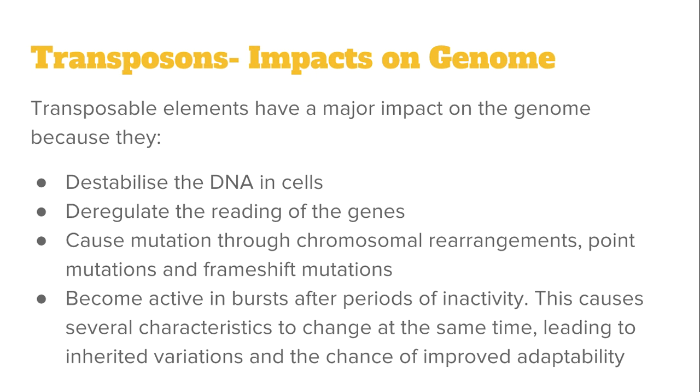How, in fact, do these transposons impact on the genome? They destabilize the DNA in cells. They deregulate the reading of the genes. They can cause mutations through the chromosomal rearrangements, the point mutations, and the frame shift mutations that they cause. And they can, in fact, become active in bursts after periods of inactivity. And this can cause several characteristics to change at the same time, which can lead to inherited variations and the chance of improved adaptability.